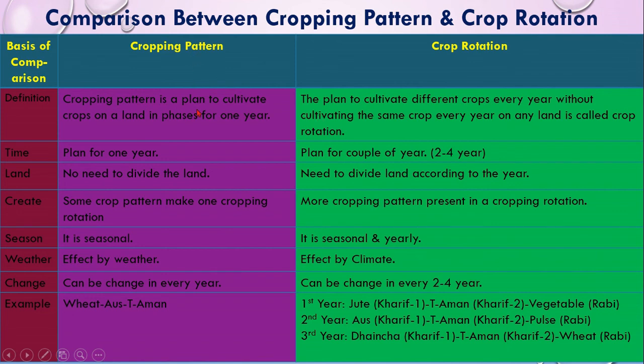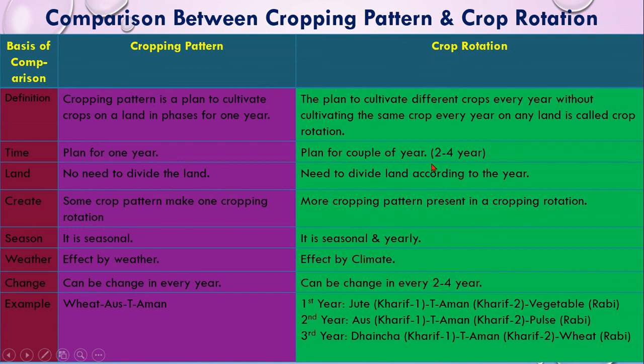That means cropping pattern: single land, 1 year, different crops. This one as well: single land, different crops, but a couple of years. Plan time: plan for 1 year, and this one plan for at least 2 to 4 years. No need to divide the land in plots, but here you need to divide the land according to the year, like this is first year, this is second year, this is third year, like here. Some cropping patterns make one crop rotation. More cropping patterns are present in a crop rotation.